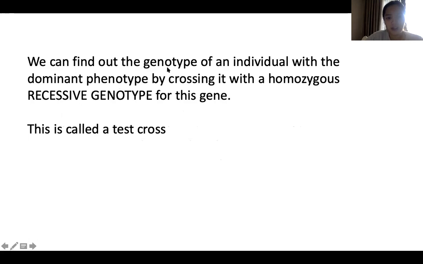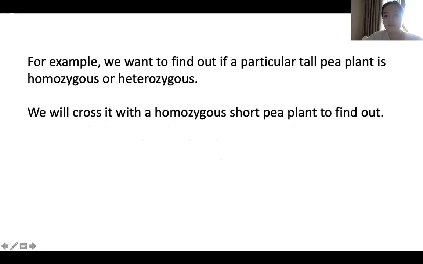We can find out the genotype of an individual with the dominant phenotype by crossing it with the homozygous recessive genotype for this gene. So this is called test cross. Now, what does this mean? It means, for example, we want to find out a tall pea plant, whether it's a homozygous or heterozygous pea plant. Is it 100% pure with tall alleles, or is it tall, but it also has a short allele inside the genes? So what we do is we let it mate with the homozygous short pea plant to find out.